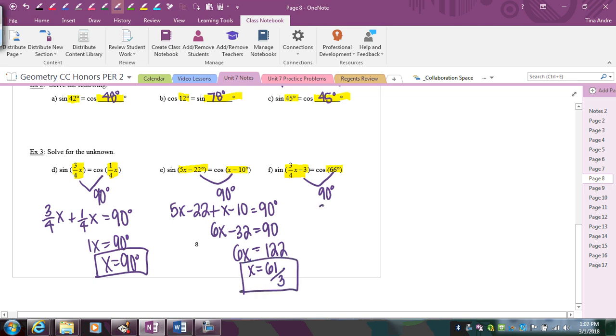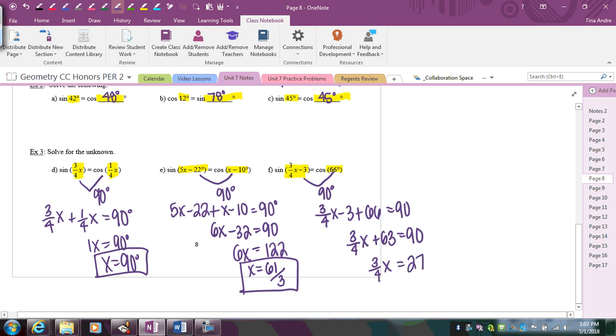And then the last one, same concept, so 3/4 x minus 3 plus 66 has to equal 90. The first thing I want to do is combine my like terms. So I have plus 63 when I combine those. And then I would just subtract the 63 over. If you really wanted to, you could multiply everything by 4 to clear that fraction, but I would get the fraction by itself first since we're just dealing with a number on the other side. So subtract the 63, you end up with 27.